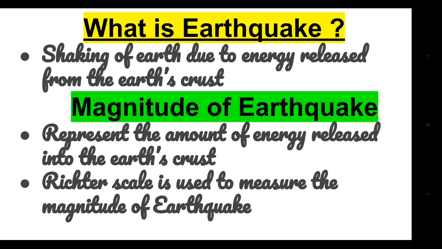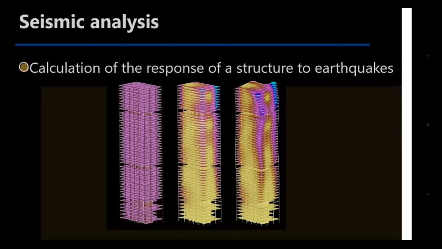Now the next question is how we can measure the magnitude of an earthquake and what is the meaning of magnitude. Magnitude represents the amount of energy released in the earth crust, and it is measured by the Richter scale. In seismic analysis we calculate the response of the structure to an earthquake.